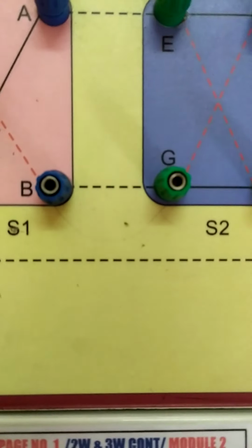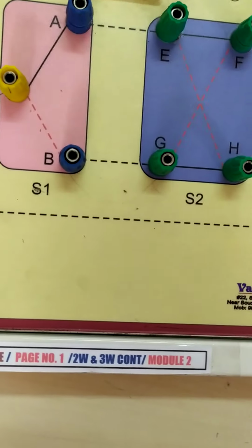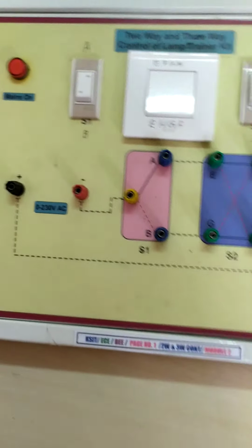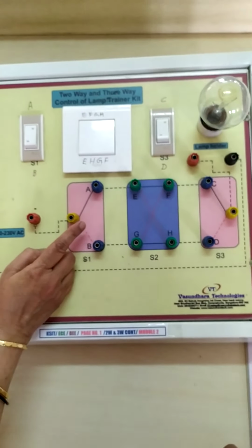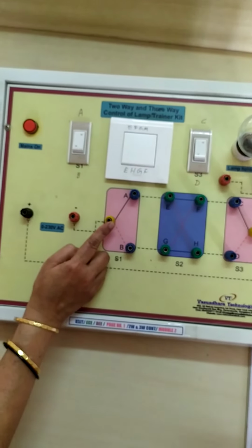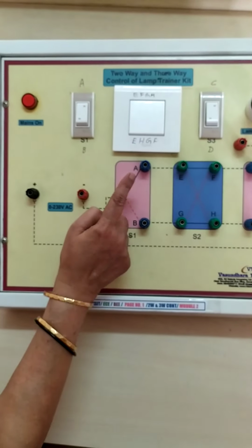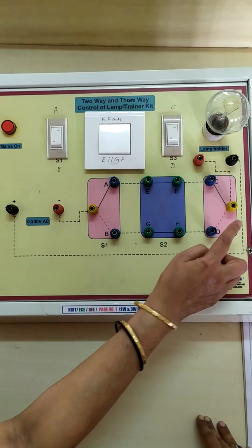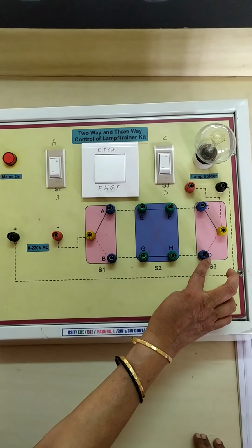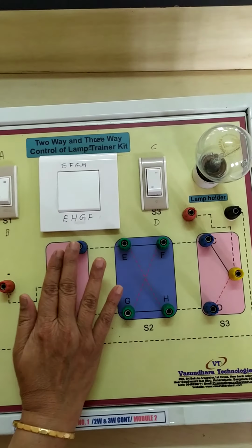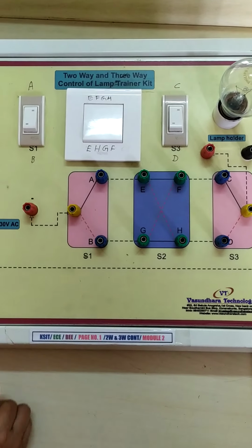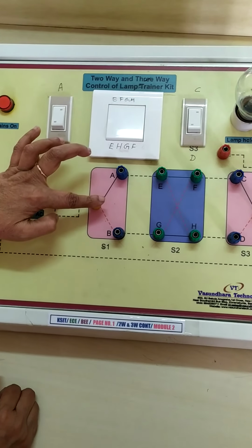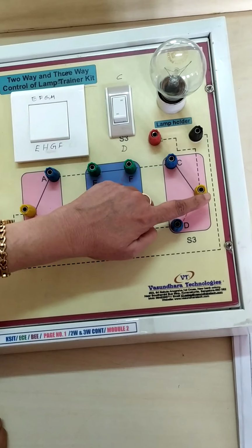Now coming to the module, this is the module we are using for making the connections. Now this will be the switch S1 and this is switch S3, and switch S1 can be thrown to either A or B, and switch S3 can be thrown to C or D positions. Now how to make the connections, or how to switch it on to A position by using this switch. This switch is internally connected to here and this switch is internally connected to here.